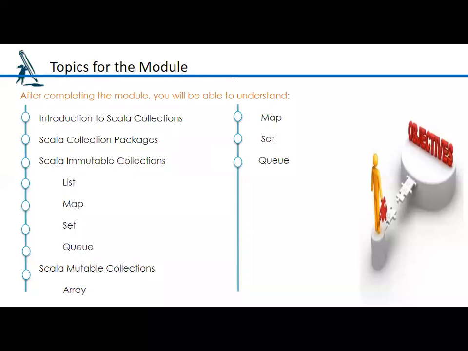Scala collections are broadly categorized into immutable collections and mutable collections. Under immutable collections, we have certain collections like list, map, set, and queue. And under mutable collections, we have array, map, set, and queue. We will see all these topics.